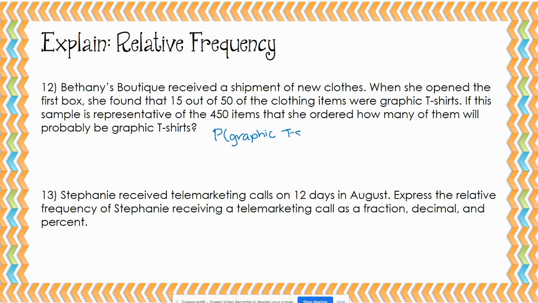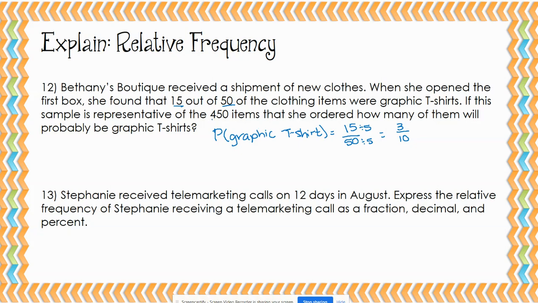The probability of a graphic t-shirt is that in the box there were 15 graphic t-shirts out of 50 items. So that is 15 over 50. Now I should simplify this, and I know that both of these can be divided by 5. When I do 15 divided by 5, I get 3, and when I do 50 divided by 5, I get 10. So the probability of a graphic t-shirt is 3/10.